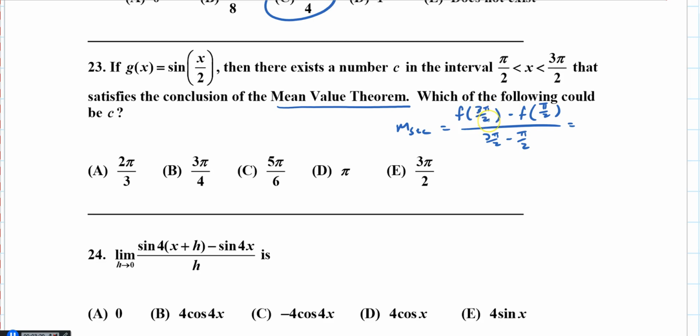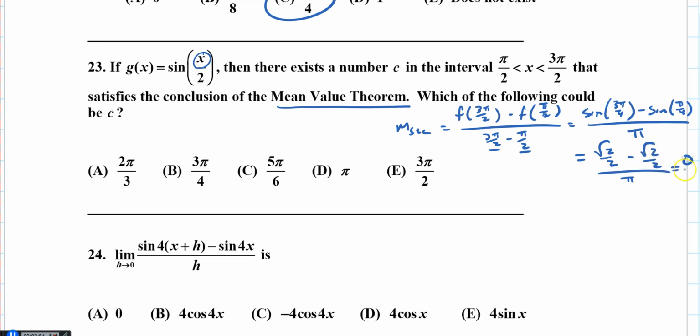So f of 3 pi halves. If I plug in 3 pi halves right here, I end up with sine of 3 pi fourths. And then if I plug in pi halves, I get the sine of pi fourths, all over 3 pi halves minus pi halves, which is just pi. And that leaves me with rad 2 over 2 minus rad 2 over 2, all over pi. It gives me 0 over pi, which is just 0. So the slope of my secant line is 0.